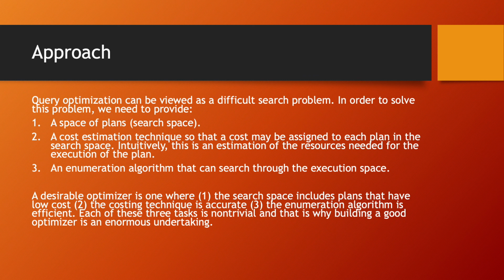Now, query optimization can be viewed as a difficult search problem. In order to solve this problem, we need to provide, first, a space of plans, that is the search space. Second, a cost estimation technique so that a cost may be assigned to each plan in the search space. Intuitively, this is an estimation of the resources needed for the execution of the plan. Third, an enumeration algorithm that can search through the execution space.